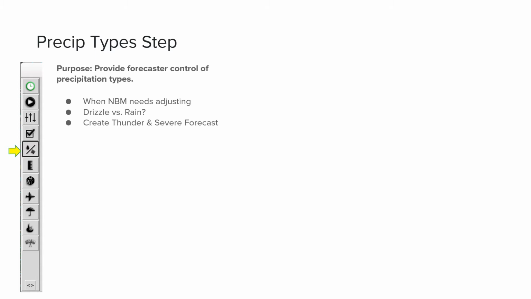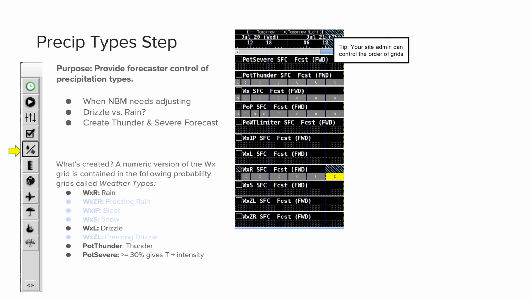The grids that this step will create are a numeric version of the final weather grid. These grids are called weather types. WeatherR is for rain, WeatherZR is freezing rain, WeatherIP is sleet, WeatherS is snow, WeatherL is drizzle, and WeatherZL is freezing drizzle. So a value of 20 in the WeatherR grid will mean the weather grid will say a slight chance of rain or a slight chance of showers. A value of 65 on the WeatherIP would yield a weather grid that says sleet likely.